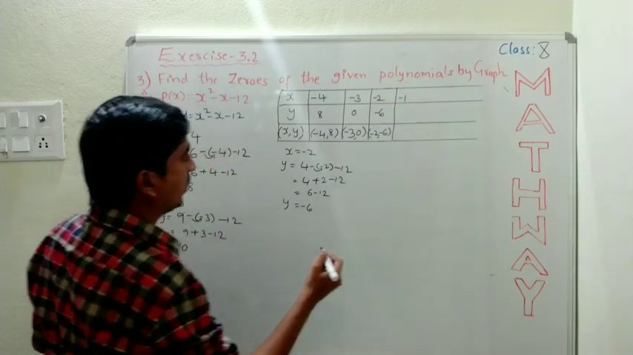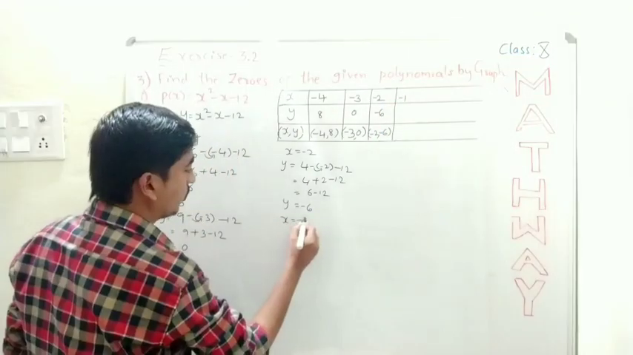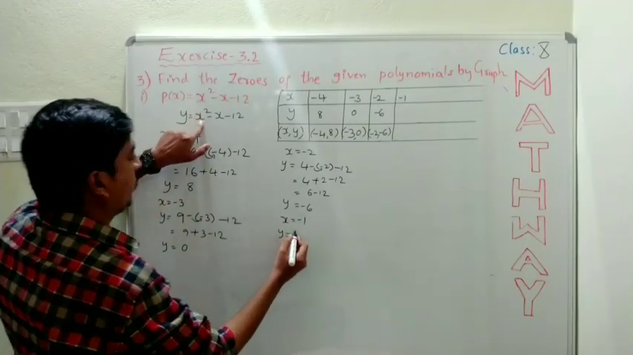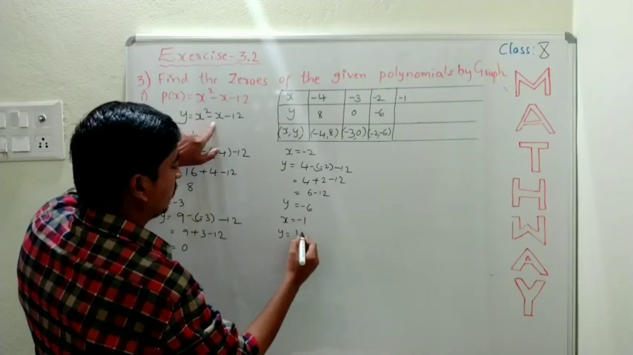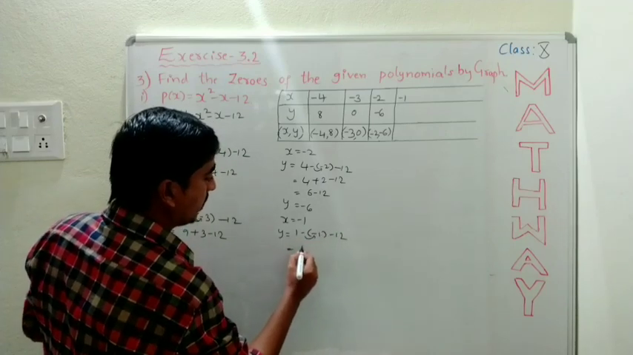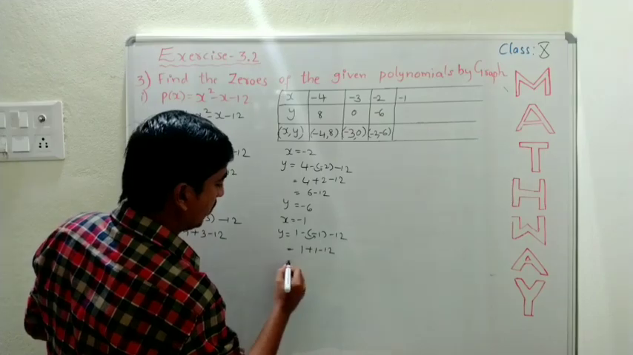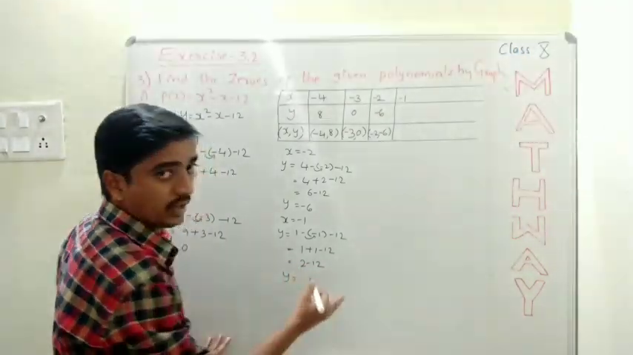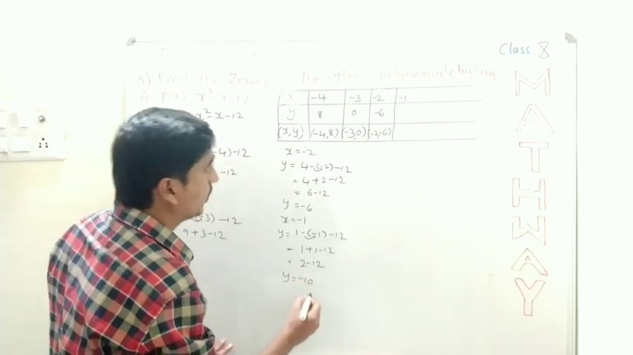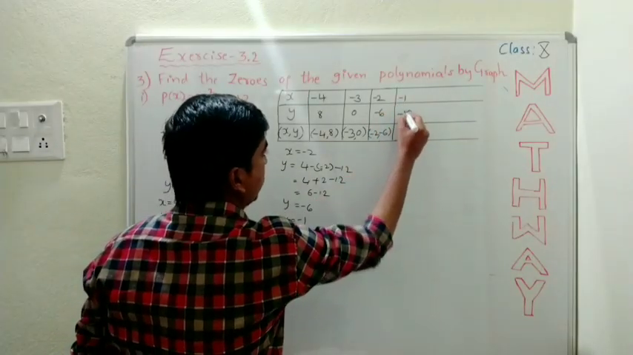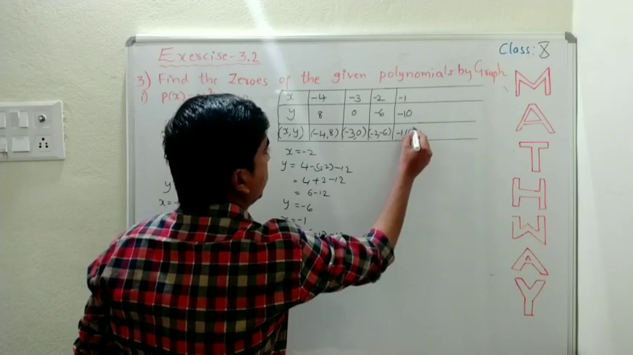Then put minus 1. When x equals minus 1, the y coordinate value is x square, minus 1 square is 1, minus of minus 1, minus 12. Minus into minus is plus. So 1 plus 1 minus 12. 1 plus 1 is 2, 2 minus 12 is minus 10. So when x equals minus 1, the y coordinate is minus 10. The point is minus 1 comma minus 10.